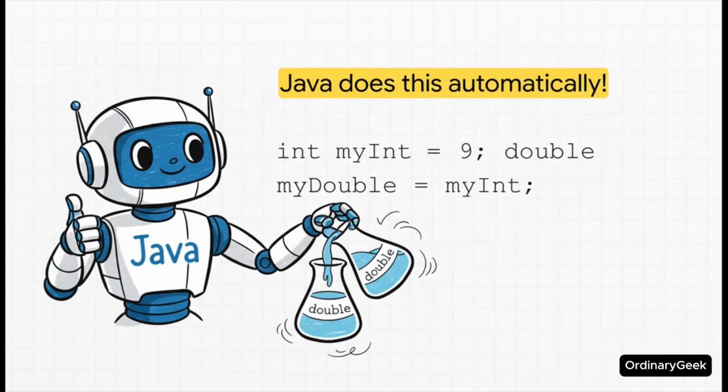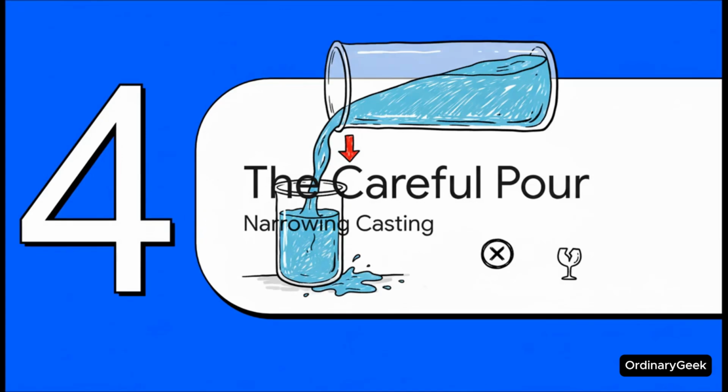In fact, this is so safe and so obvious that Java doesn't even make you think about it. It just does it for you automatically. You can write code like this, assigning an integer to a double, and Java just handles the conversion behind the scenes. No special commands needed. It just works. Okay, now for the other side of the coin, narrowing casting.